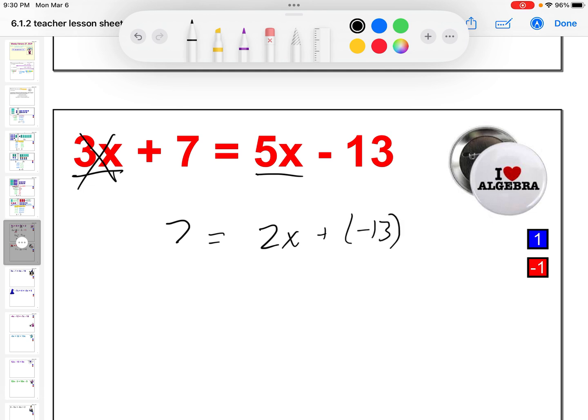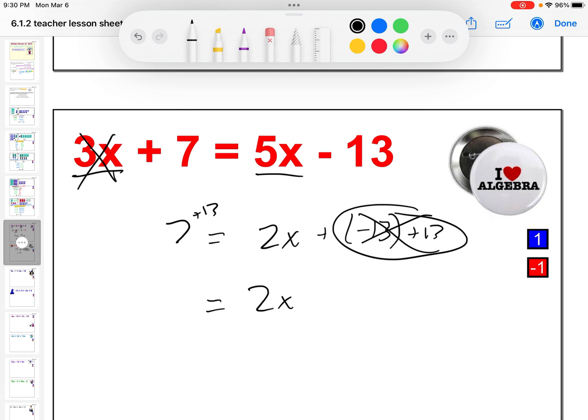Okay, so I need all those tiles to the same side, don't I? Or 1 unit tiles. So I'm going to do some 0 pairs, right? I'm going to add 13 tiles here, but I have to add 13 tiles here, so that this is a big 0 pair. So I'm left with 2 groups of x on the right, or 2 x's on the right.